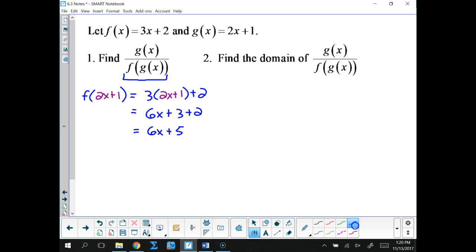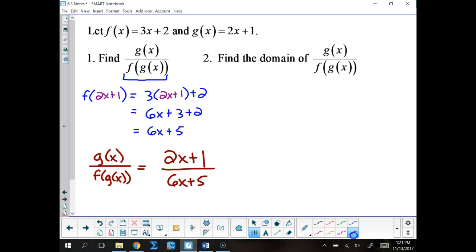So, g of x divided by f of g of x is going to be 2x plus 1 over 6x plus 5. Right? Can I go any further?